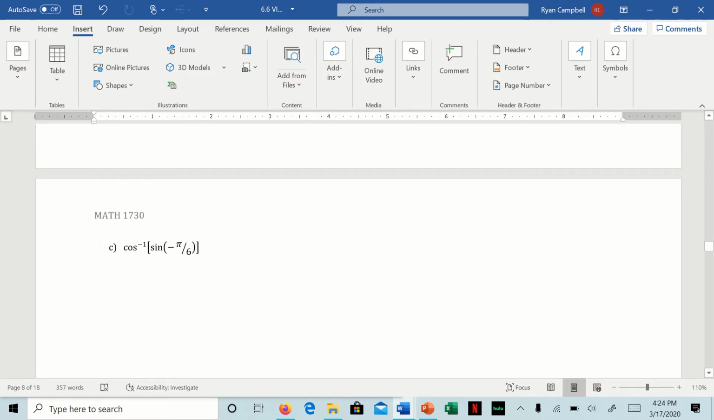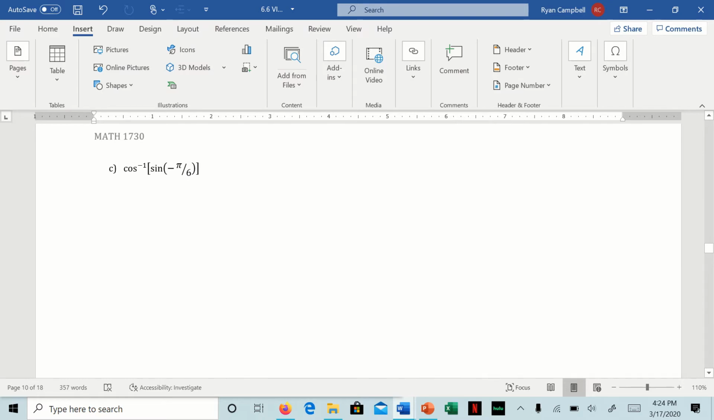All right, so here we go. We're going to plug something into sine and then plug that into the inverse cosine. So obviously, this doesn't work the same way as the other ones. We have two different functions, so we're actually going to have to walk through these steps and do them. So we have sine of negative pi over 6, right?